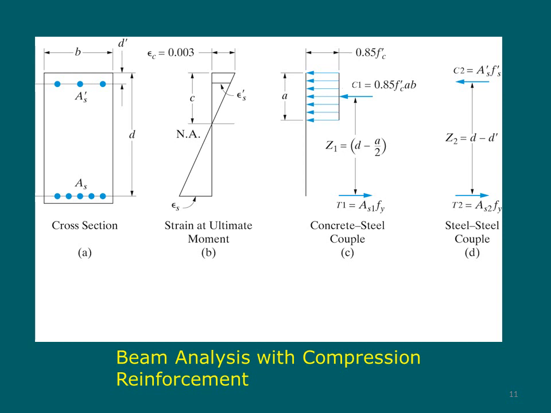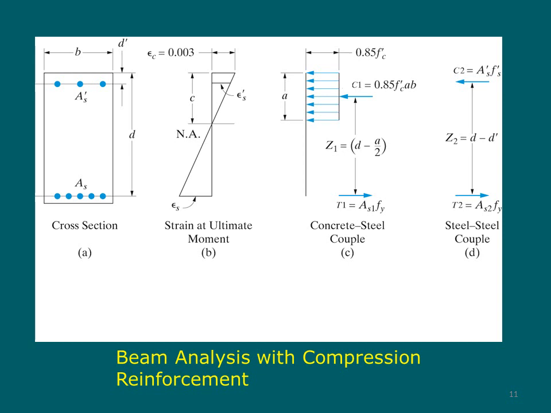Now I'm looking at figure B. Concrete compression strain is assumed to be 0.003. Let's call it the capacity point. The strain in the compression steel is going to be named epsilon prime s. Lowercase c is going to be the depth of the neutral axis. That was the strain distribution.